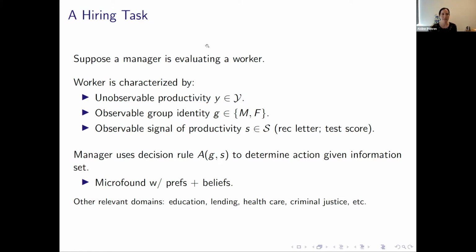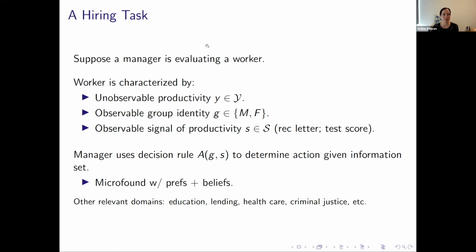So I'm going to do all of this in a very simple framework, a simple hiring task. We can suppose a manager is evaluating a worker. The worker is characterized by some unobservable productivity, which we denote by Y, and some observable group identity, here, M or F, we could think of male or female. Of course, could also be racial identity, ethnicity, religion, anything else along the lines of which we may be interested in seeing whether discrimination is occurring.